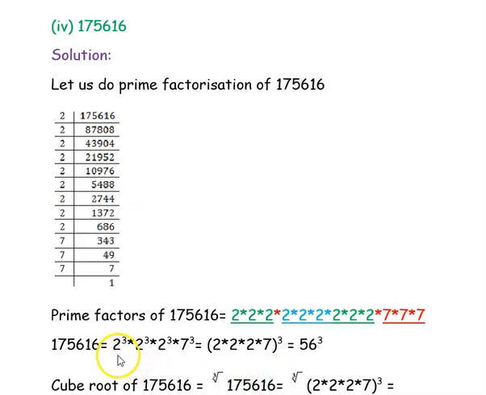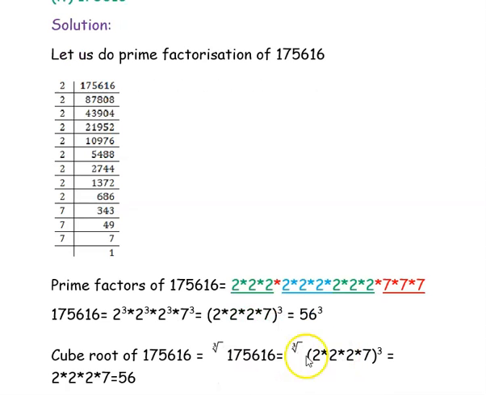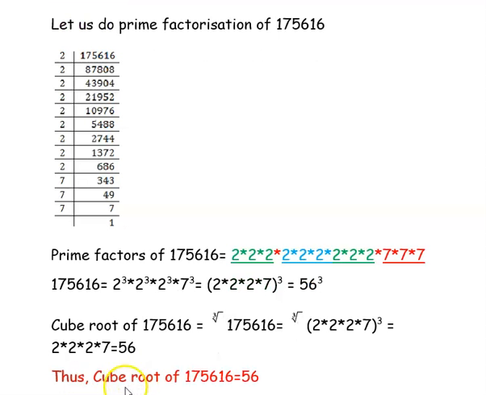So we can write it in the form of 2 cube into 2 cube into 2 cube into 7 cube. Since the power is same, I am multiplying the base. So 2 into 2 into 2 into 7 cube. So we can write cube root of 1,75,616 as cube root of 2 into 2 into 2 into 7 the whole cube. So cube root and cube will get cancelled. So the remaining will be 2 into 2 into 2 into 7. So 2 into 2 is 4, 4 into 2 is 8, 8 7s are 56. So thus the cube root of 1,75,616 is 56.